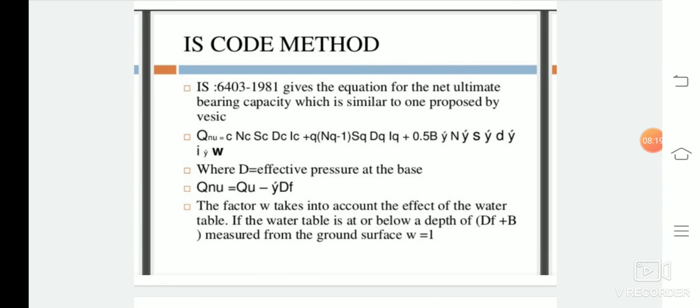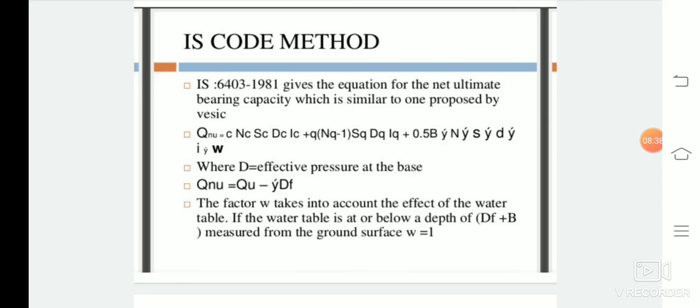So what is the significance of sc, sq, s gamma, and as well as dc, dq, d gamma, as well as ic, iq, i gamma? These are mainly the shape factors, depth factors and inclination factors, depending upon the type of the footing. The values of Nc, Nq, N gamma are respectively given by the Terzaghi bearing capacity factors, and c is the value of the cohesion of the soil. So what are these shape factors, depth factors and inclination factors? These factors have been provided for the bearing capacity as given in the IS code.